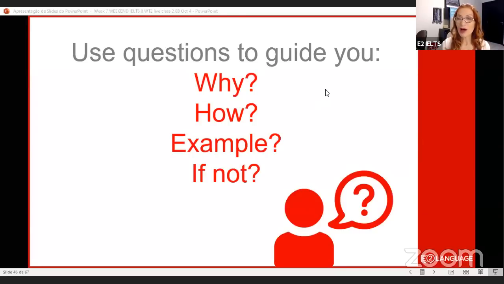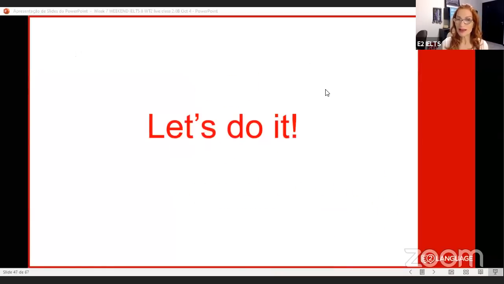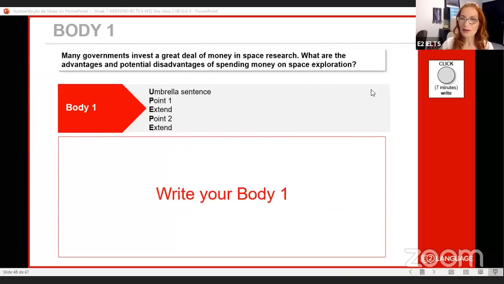And if we don't develop this type of research, of course, for this topic, I would ask myself, and if this type of research were not developed, what would happen? So let's do it. Here we go.